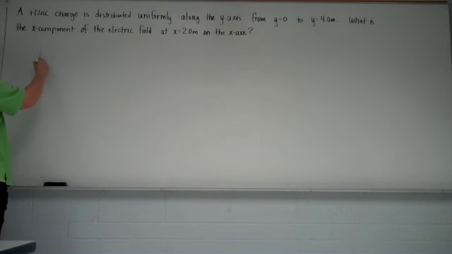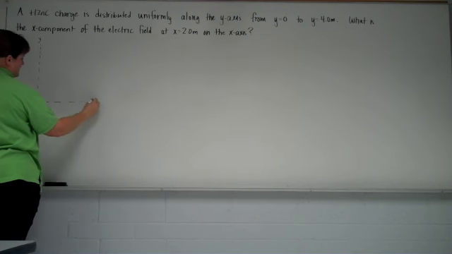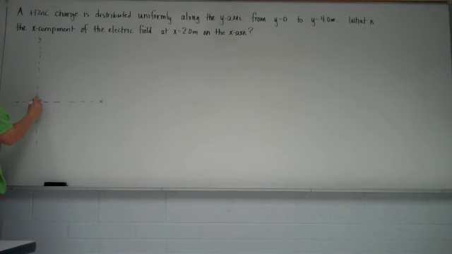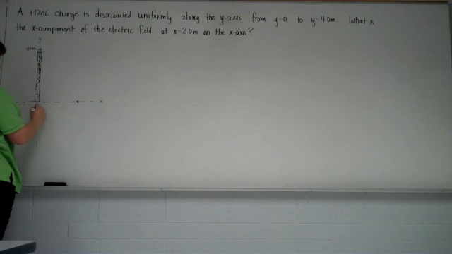So if we draw our axes, here's our y-axis, here's our x-axis, our charge is between y equals 0 and y equals 4. We want to know the value of the electric field a distance of 2 meters away. That's x. So each piece of this rod is going to contribute to the electric field at that point.